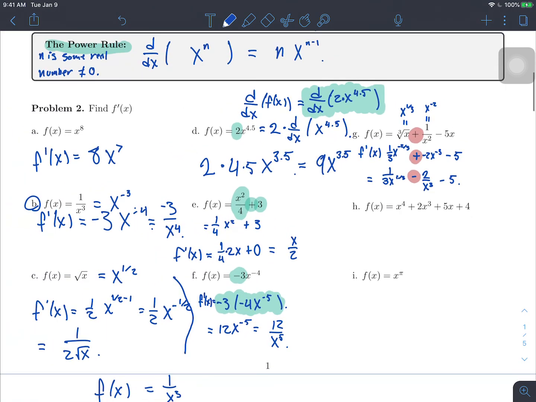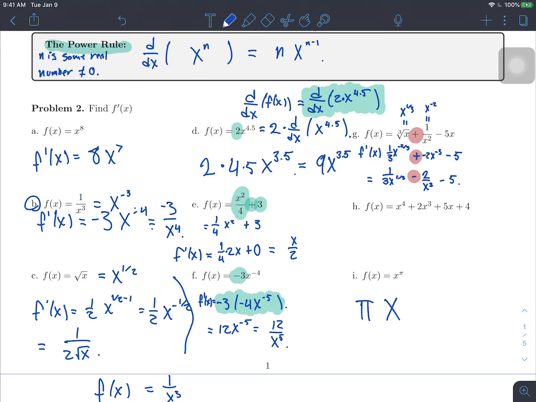The rule says I should take that number and multiply it down front. And then I should have x. And then I should decrease the number in the power by 1. How could I write that? As a power. The answer is simpler than you might think.